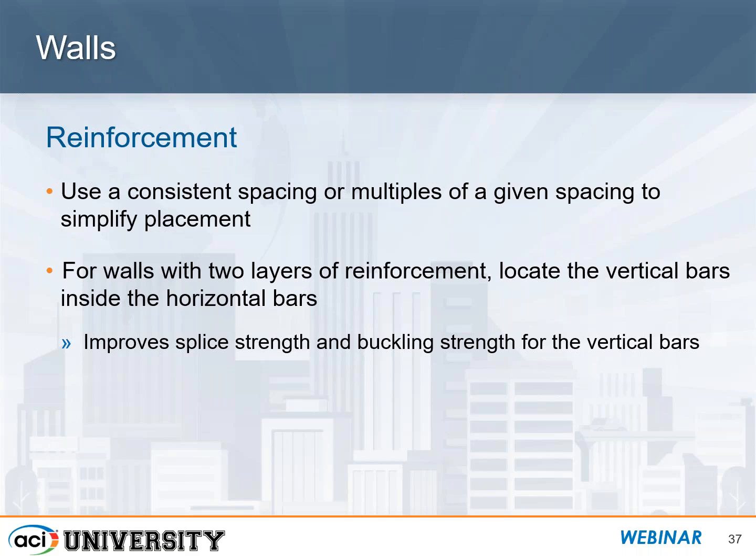Now, this recommendation certainly holds true, and we'll state it and then put another statement right after that. So if you have a wall with 2 layers of reinforcement, it's usually better to locate the vertical bars inside the horizontal bars. Not only does it improve the splice strength and the buckling strength of the vertical bars, it's also a little easier sometimes to construct depending on the situation.